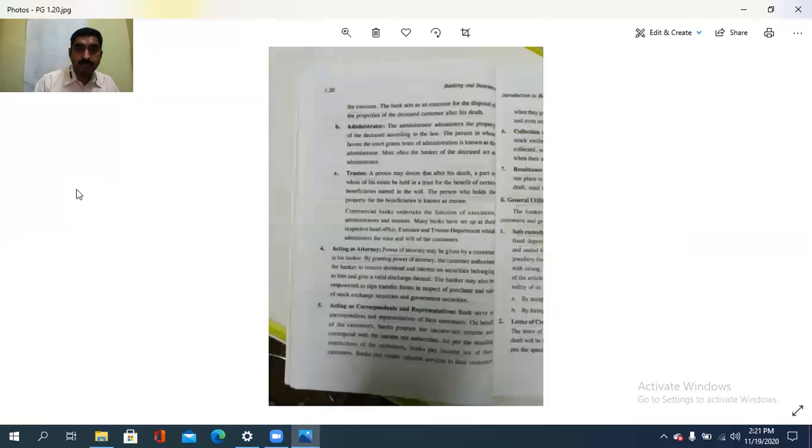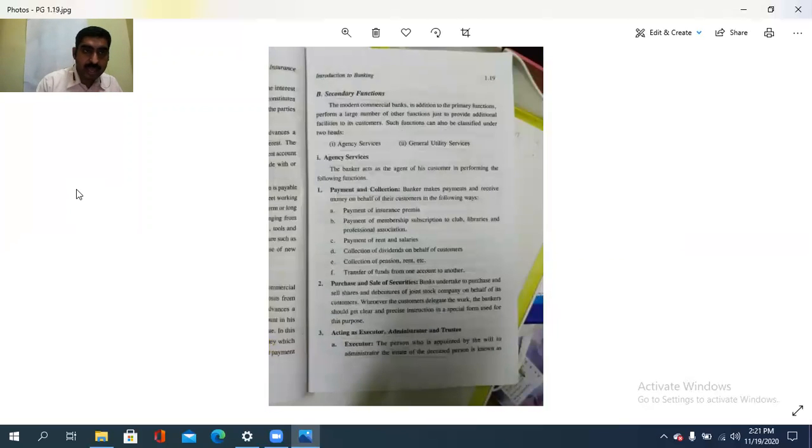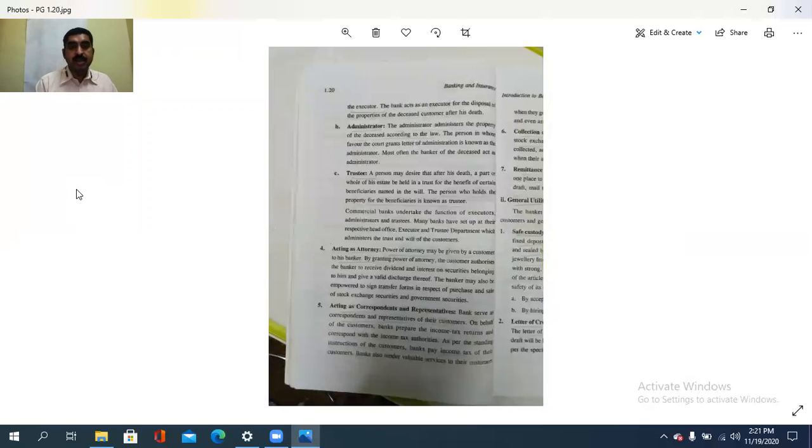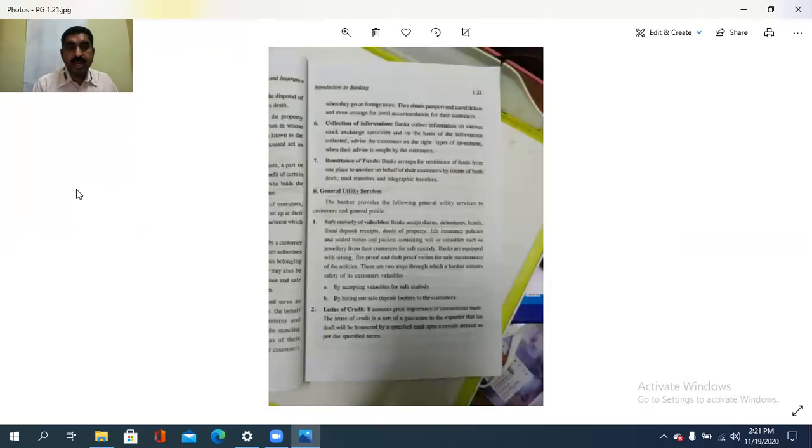Agency services include what? Payment and collection as an agent, then purchase and sale of securities, acting as an executor or administrator or a trustee, then acting as an attorney, and also acting as a correspondent and a representative, then collection of information and remittance of funds.